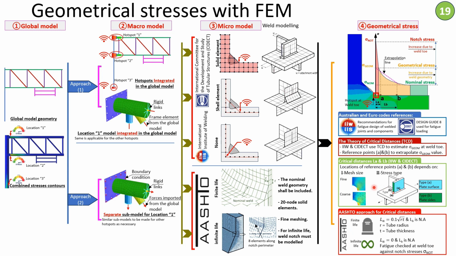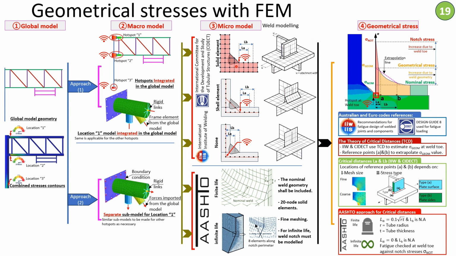Finally, the American school for reading the geometrical stresses. For finite life, when you check an existing structure, American code deals only with point A, and it gives you this formula to locate point A and read the stresses at point A. But if you are designing a new construction, you have to use the infinite life approach. In that case, you have to read the stresses right at the weld toe, and in that case, you are not reading geometrical stresses. Actually, you are reading notch stresses.